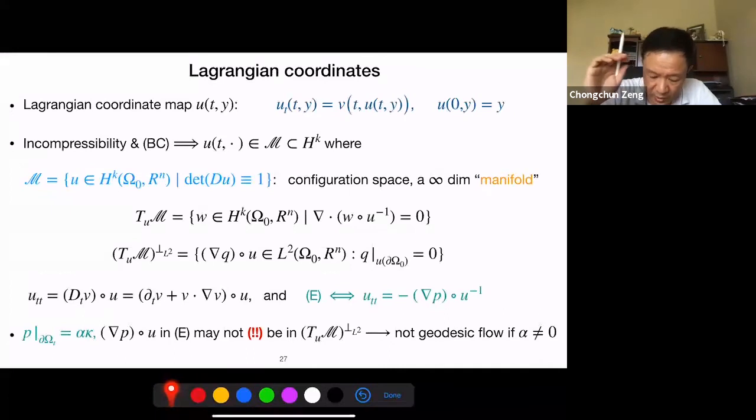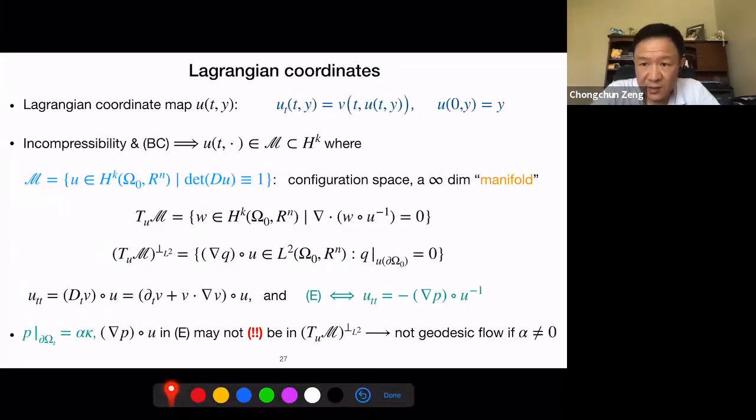So again, if we think in a slightly different way, go back to the Lagrangian formulation instead of sticking to the Eulerian formulation. In the Lagrangian formulation, first we still look at the Lagrangian coordinates with the same definition, that is the particle path in the free boundary problem, following the velocity field coming from the Euler equation.